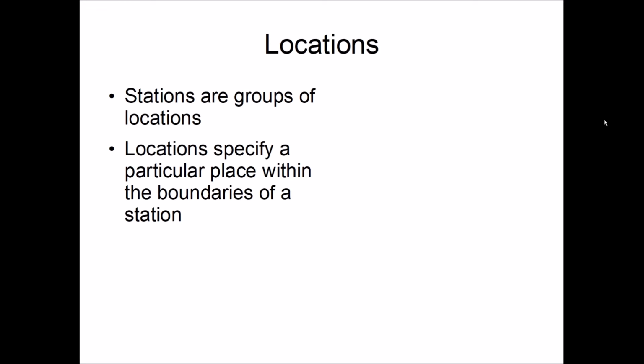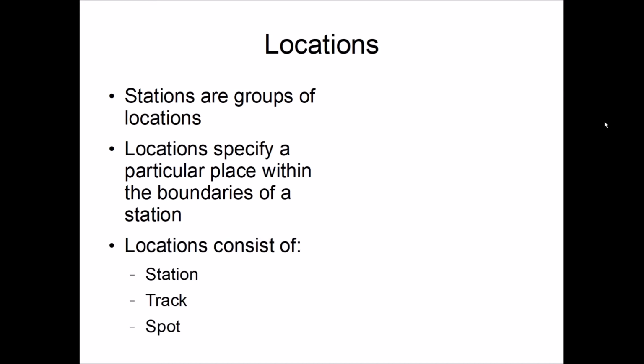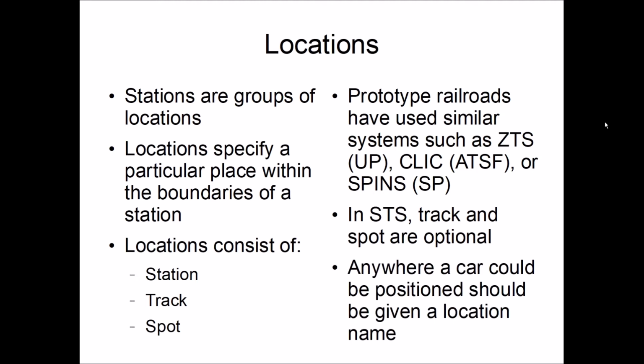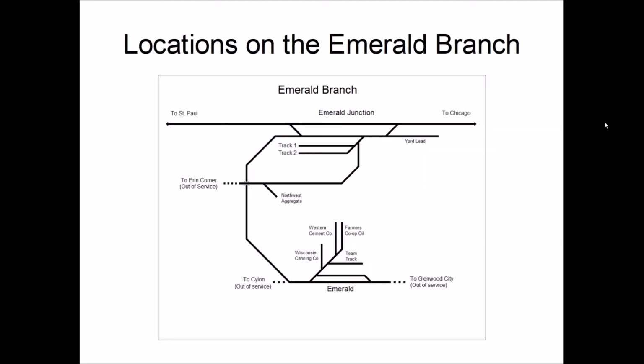Now, talking about locations. Locations are a little more complex. For STS, a location consists of a station name, a track name, and a spot. Prototype railroads have been using systems like this for quite a while. Union Pacific's ZTS stands for Zone, Track, and Spot. Very similar. For STS, your tracks and spots can be optional, but you should come up with a name for any location where a car could be spotted.